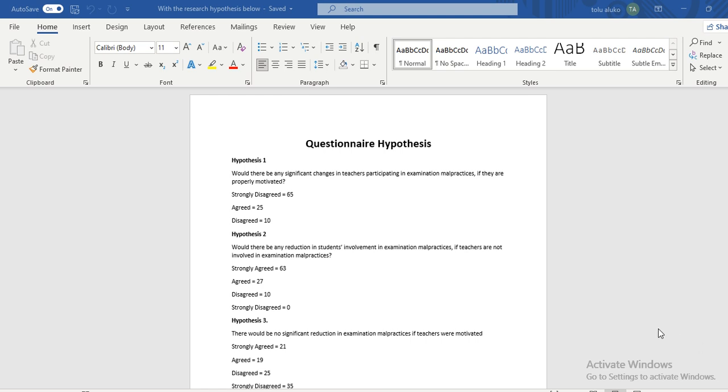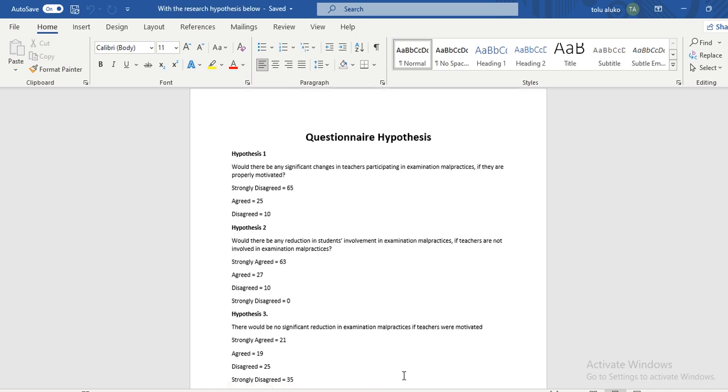And to me, hypothesis 1 and hypothesis 2 have teachers involved. I will call hypothesis 1 teachers involvement in examination malpractice, TIM, and I will call hypothesis 2 student involvement in examination malpractices, SIM. Then hypothesis 3 will be a complement, which I will call a motivational level. So without further ado, I will see this way.